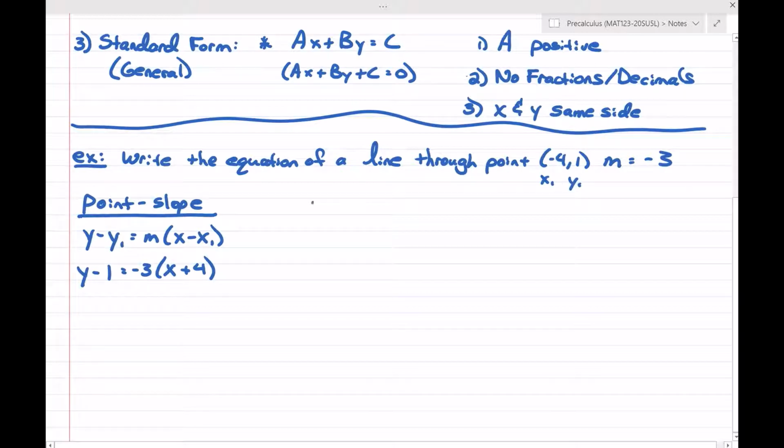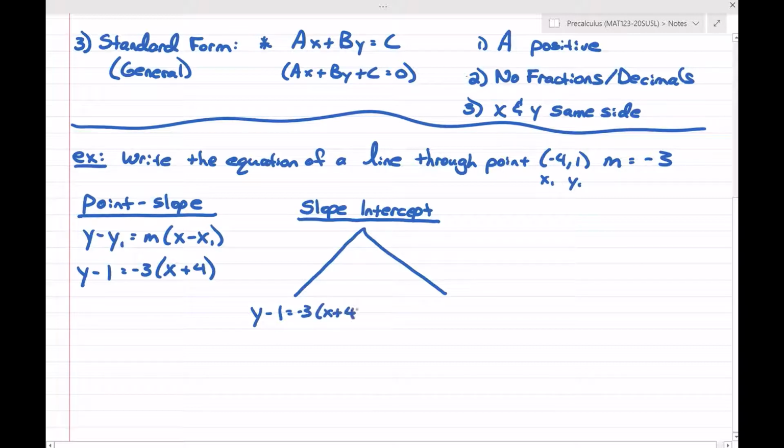Now if we had to write it in slope-intercept form, one thing we could do is take point slope and rearrange it. We can just get the y by itself, or we could solve for it. So watch, I'll show you two different ways to do it. One way to get slope-intercept form is take our point slope, distribute the -3, and add 1 on both sides. So we get y is equal to -3x minus 12 plus 1 gives us y is equal to -3x minus 11.